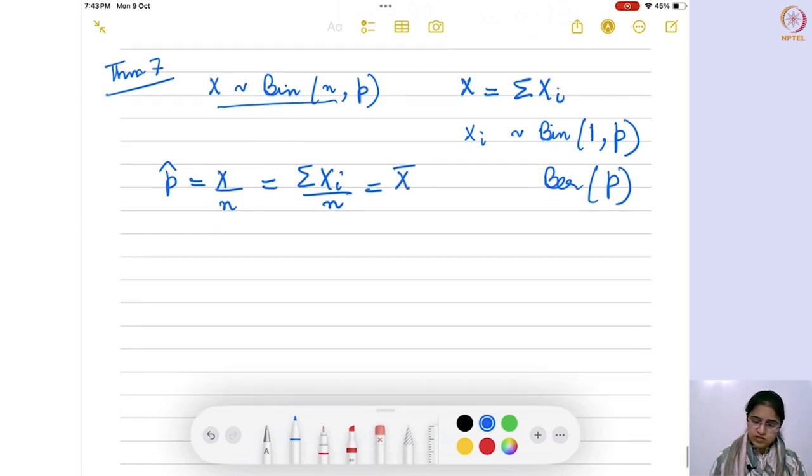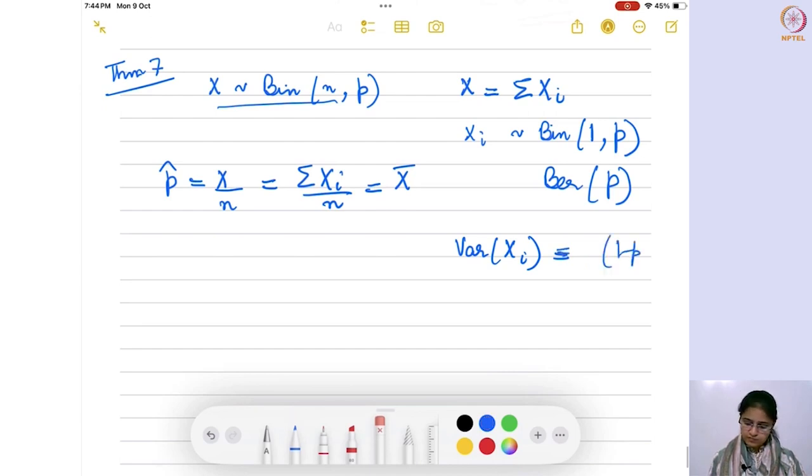Fine. Also, since it is Bernoulli, if we look at the variance of xi, it would simply be p into 1 minus p, because for Bernoulli the variance is just pq. Which is a finite quantity.